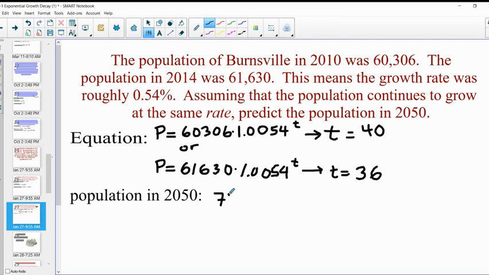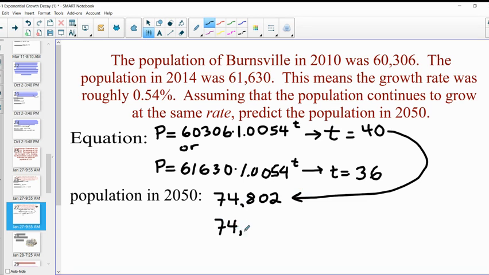In a case of population, whether we're talking about monkeys in the assignment that was due today or people living in Burnsville, I'm going to round my answers here to the nearest person. So using the first model, starting in 2010, I get 74,802. Using the second model, I get 74,816, using time equals 36 and the different starting value.